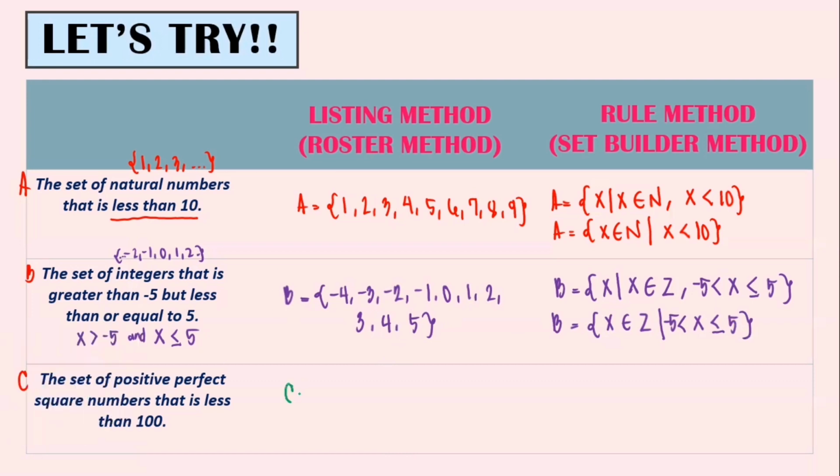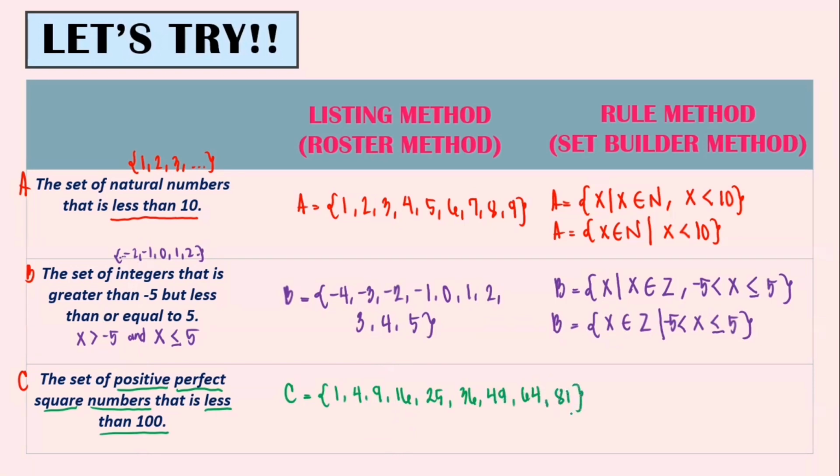So, ang sabi naman kay set C, ito daw ay set of positive perfect square numbers that is less than 100. So, pag sinabi nating mga positive perfect, ito po yung mga 1, okay, 4, 9, 16, 25, 36, 49, 64, 81, okay, hanggang 81. Okay? So, hanggang 81 lang ito. Kasi less than 100. Okay?